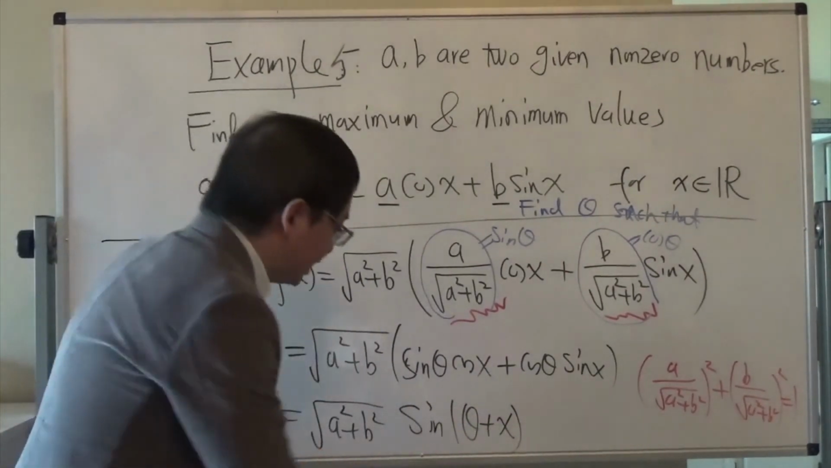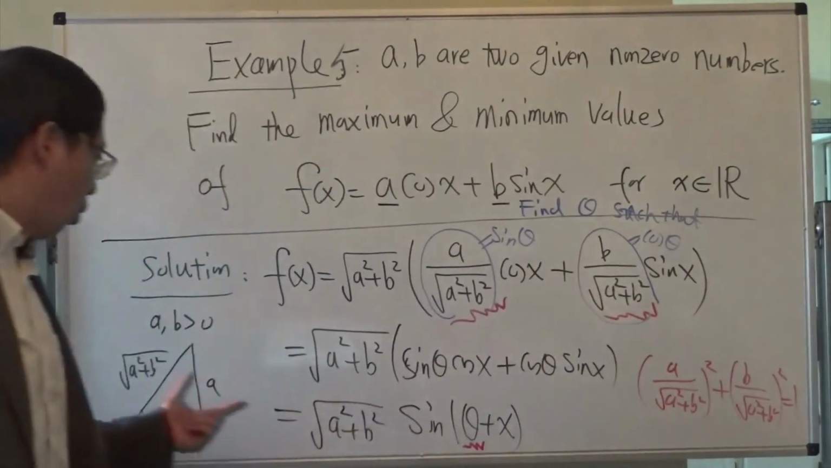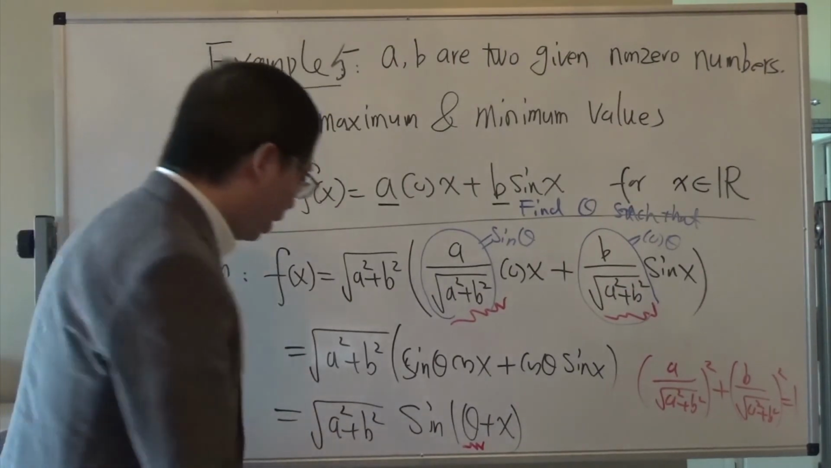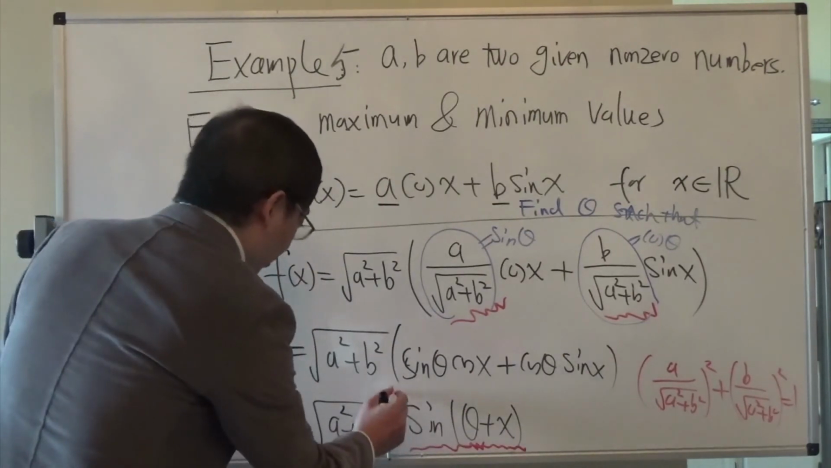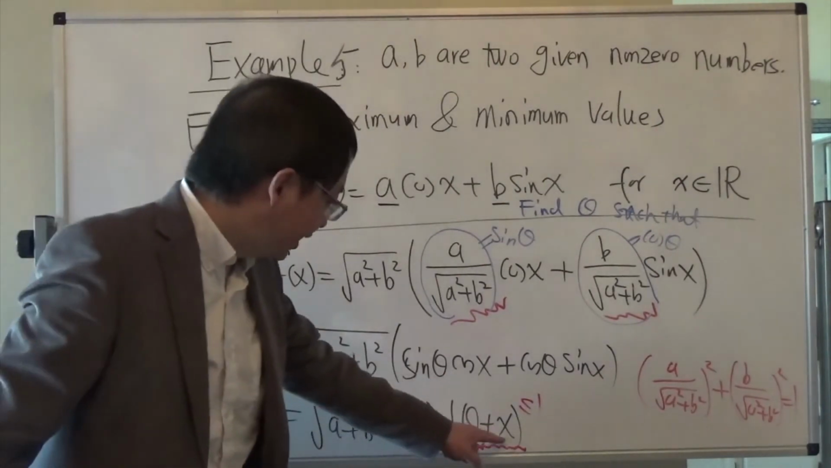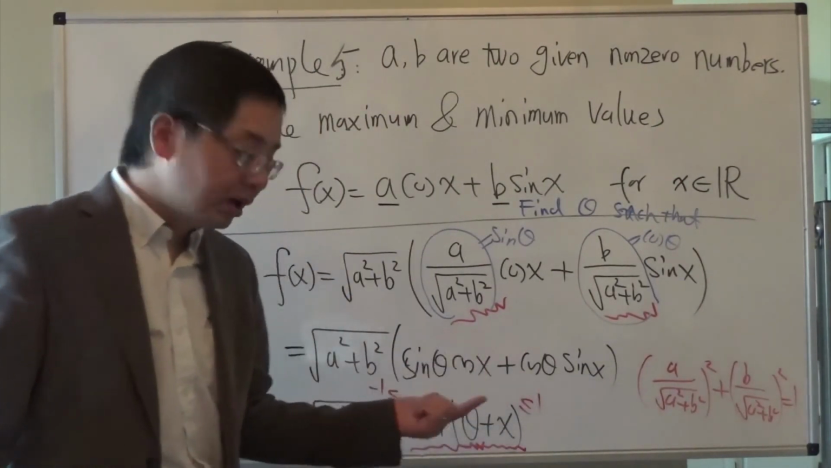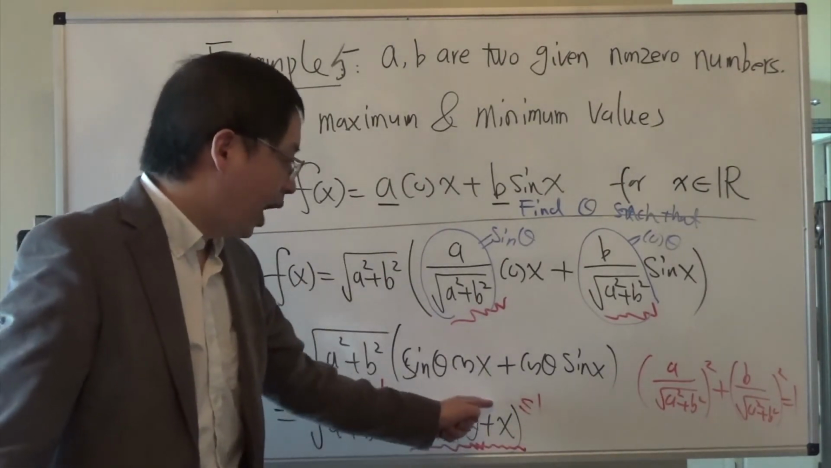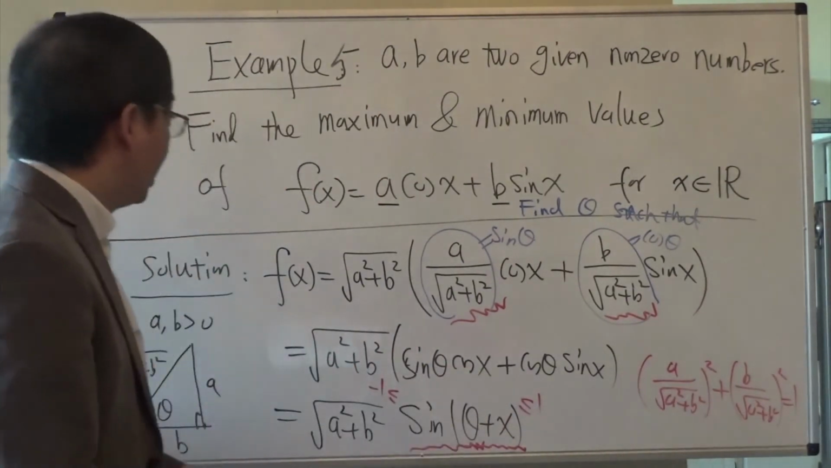Now, theta is fixed. It's provided by the cosine and sine values, or if a and b are positive, it's just within this right triangle. Regardless of what x is, this value always changes between -1 and 1. For example, if x is pi over 2 minus theta, you get sine pi over 2, which is 1. If x is 3 pi over 2 minus theta, you get sine 3 pi over 2, which is -1. But regardless, it's always between -1 and 1.